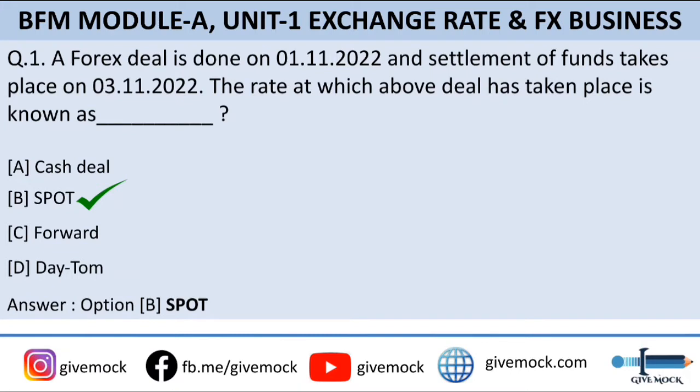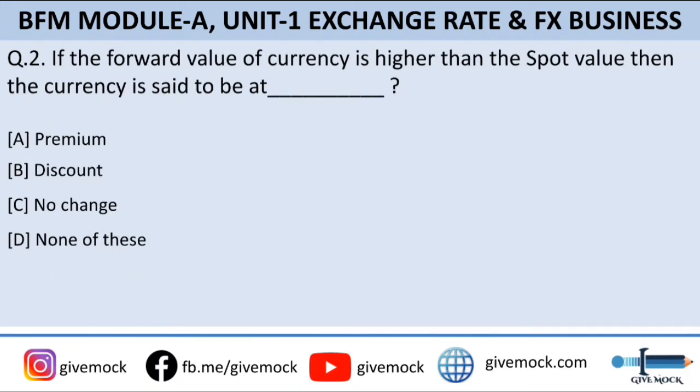All right, let's move on to question number 2. If the forward value of currency is higher than the spot value, then the currency is said to be at, so you need to choose the correct answer. Guys, the correct answer to this question is option A, that is premium. It's quite an easy one, because जब भी forward value में currency higher रहती है spot value से, you can easily see that the currency is at premium, and if the forward value is less than the spot value, then the currency is at discount. So just do remember that.